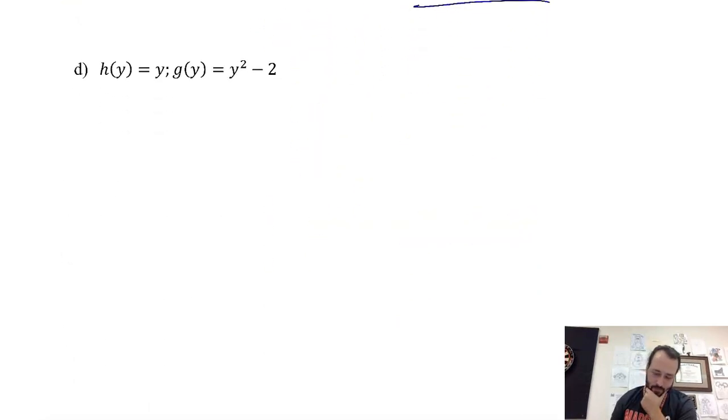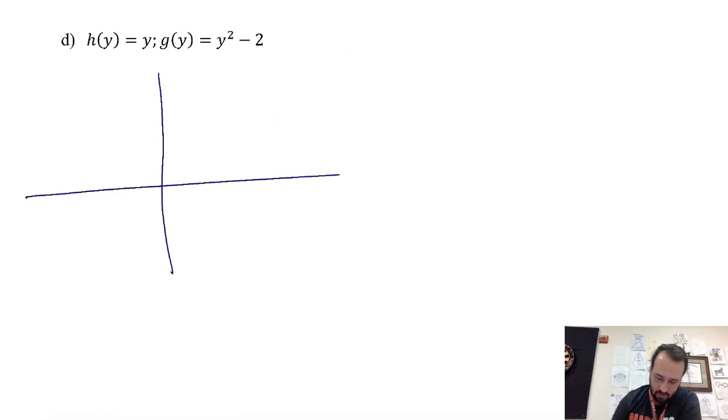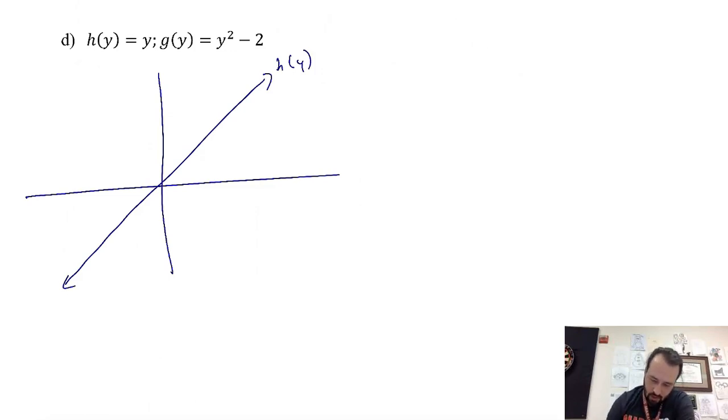Okay. So let's see, h of y is y, g of y is y squared minus 2. So if I graph this, y, pretty straightforward, is just that. So this is my h of y. G of y, y squared minus 2, would actually be a positive parabola with an x-intercept of negative 2. So I have something like that. So the region that they're talking about here is all in there.